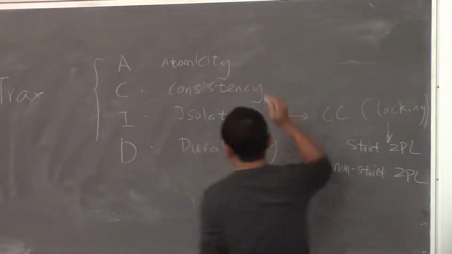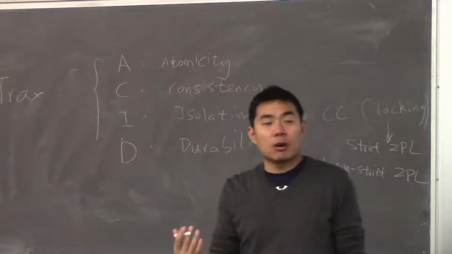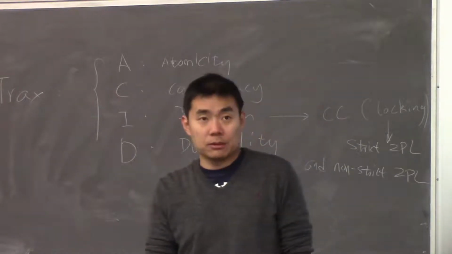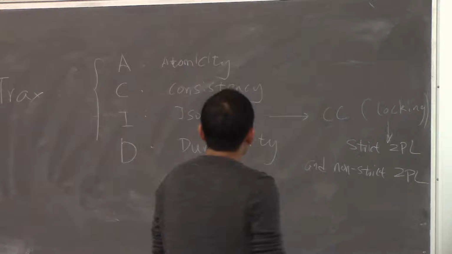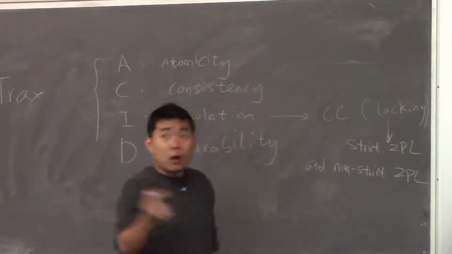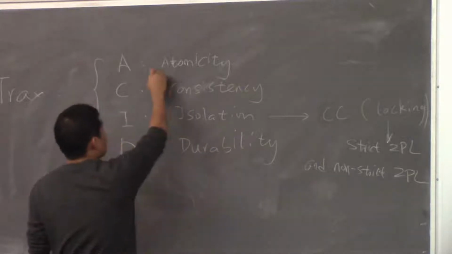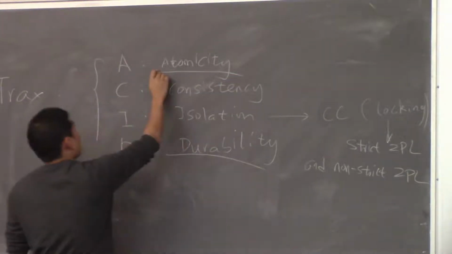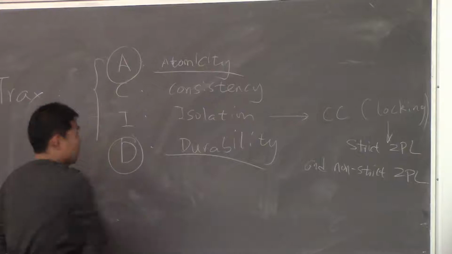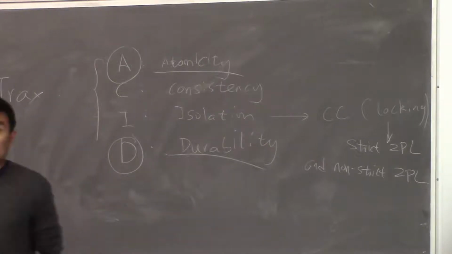And consistency, we explained this. This is basically just to ensure all functional dependencies are met. That's essentially what it means. And atomicity means all or nothing. So we haven't covered so far these two, A and D.